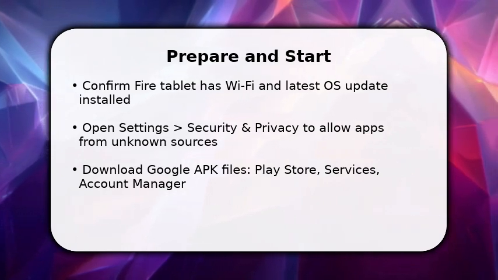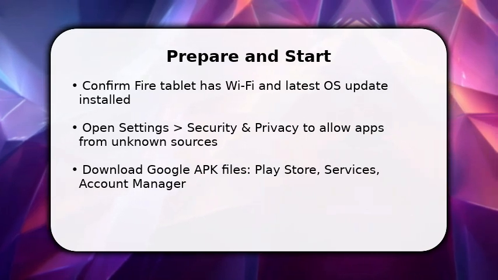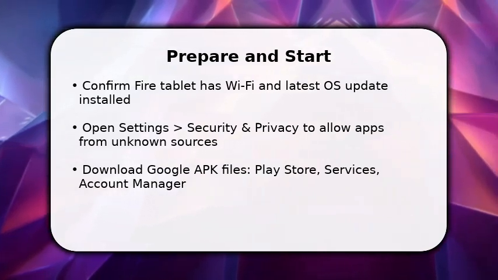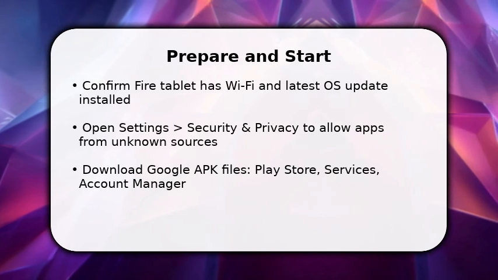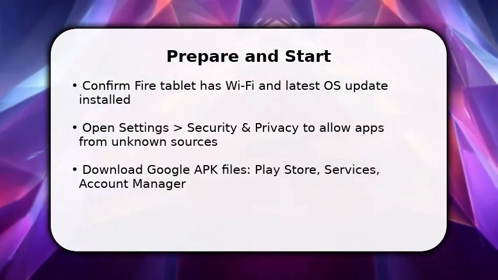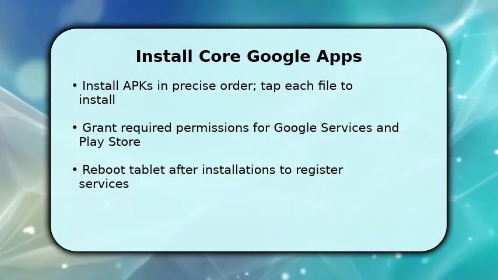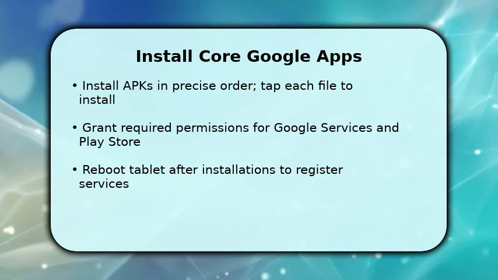Then download the 4 required Google APKs in the correct order: Account Manager, Services, Play Store. Do this now so that once we move to installation, you won't pause or lose progress due to missing files or outdated software. Once the APKs are downloaded, install them in the specific order to avoid crashes.